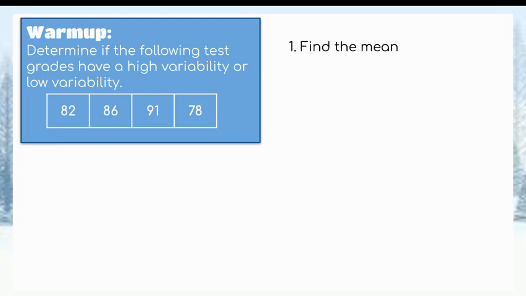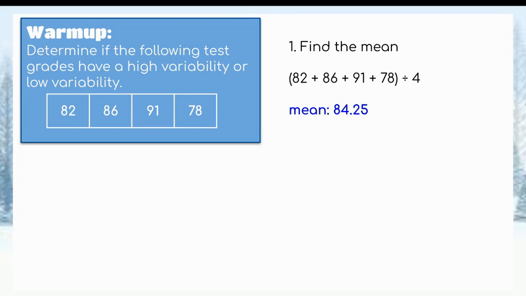So we're going to go through the steps of how to find mean absolute deviation with this problem. So first step, we have to find the mean. Well, the mean is our average, so I'm going to take all of the test grades, add them up, and divide by 4. Make sure when you do this, the parts that you are adding go in parentheses. Otherwise, you will not get this number correct. So 82 plus 86 plus 91 plus 78. Add that all up, divide by 4. I get a mean of 84.25.